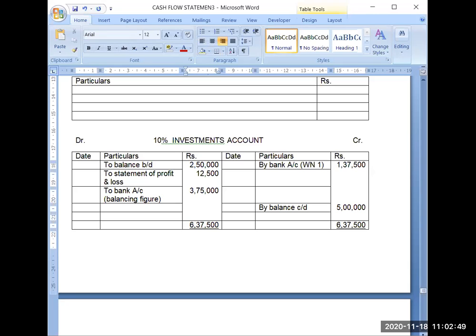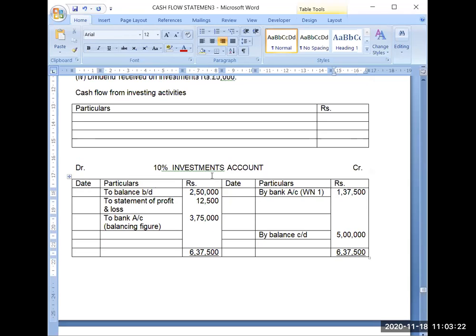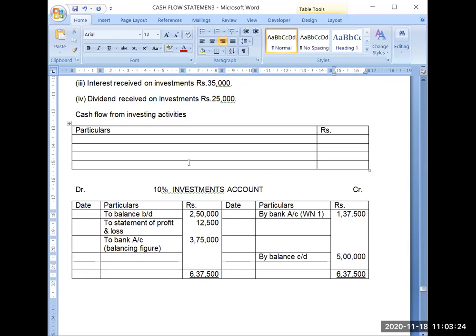So this means that we have purchased 10% investments for the value rupees 3,75,000 in the current year, and we have sold the investments for this value. As regarding this profit, profit will be used in operating activity. Regarding this purchase of investment, this is part of investing activity. Regarding this sale of investment, this is part of investing activity. Opening and closing balances will be of no use. It will be used only in the calculation of inflow and outflow of investing activity.